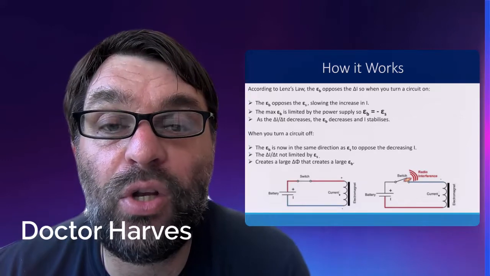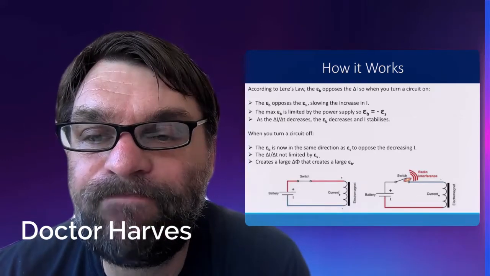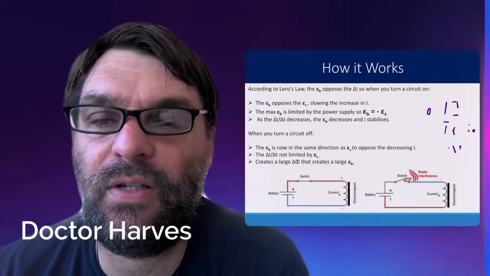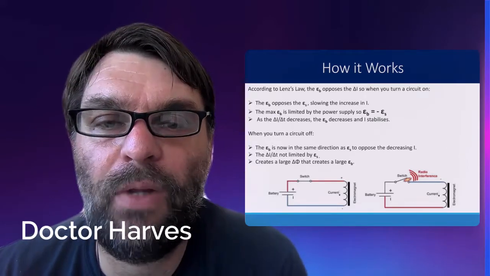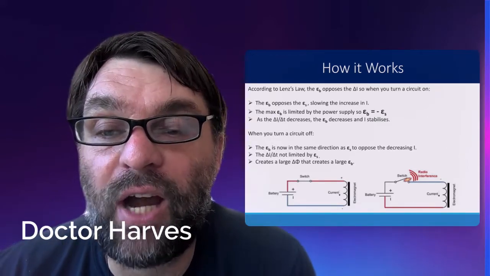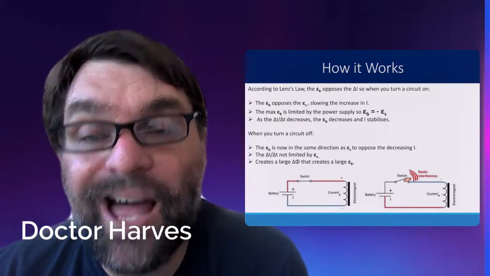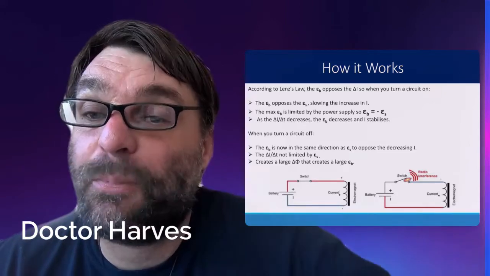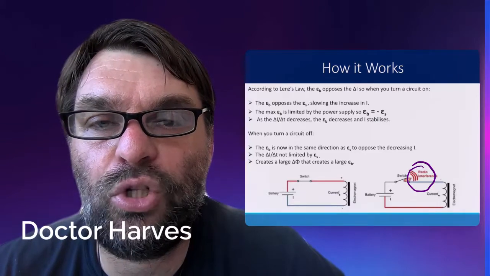Okay, so then when you turn the circuit off, now the back EMF is going to be in the same direction as the supply EMF, to oppose this time the negative delta I over delta T, because you're going to have a decreasing current. Therefore, the change in current over change in time will not be limited to the supply EMF. This creates a larger magnetic flux, which generates a larger back EMF. So it's possible that you could get some sparking across the open switch.